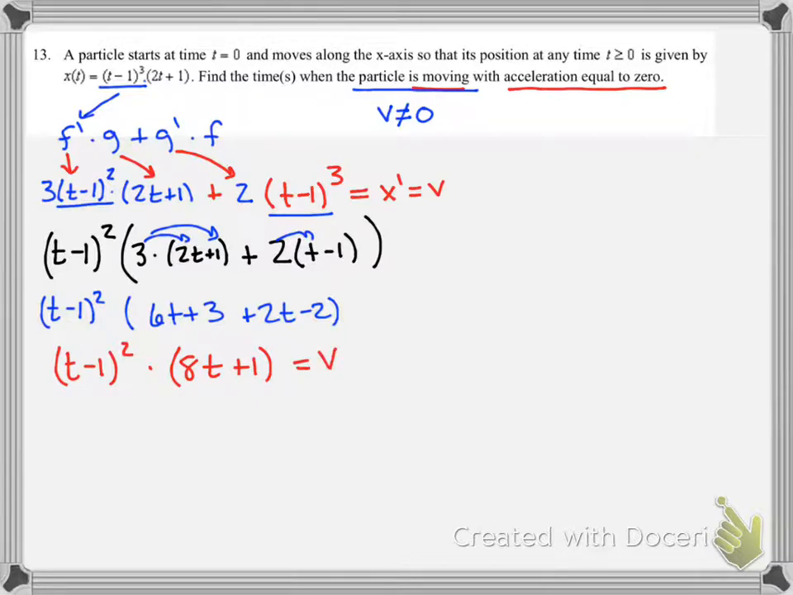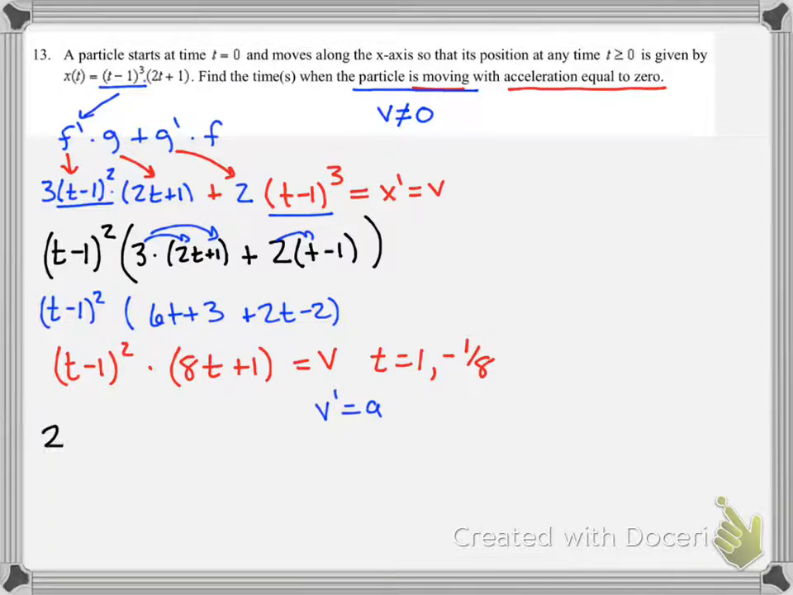And we said the velocity cannot be equal to 0. So that means none of our answers could be t equals 1 or t equals negative 1 over 8, because those are the solutions to both of these factors. Now I'm going to take the derivative again. I'm looking for v prime, which is really acceleration. Well, guess what? It's another product rule problem.